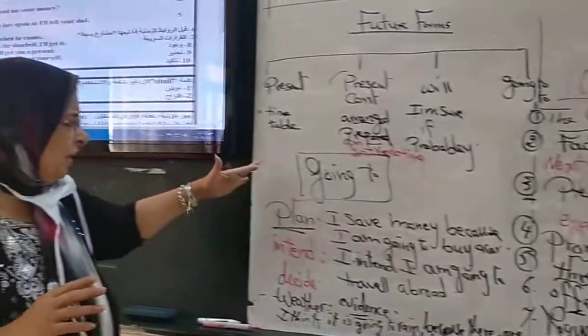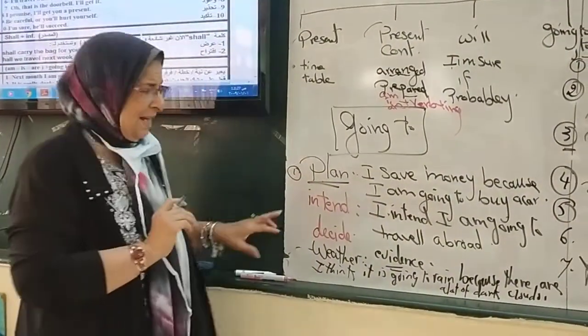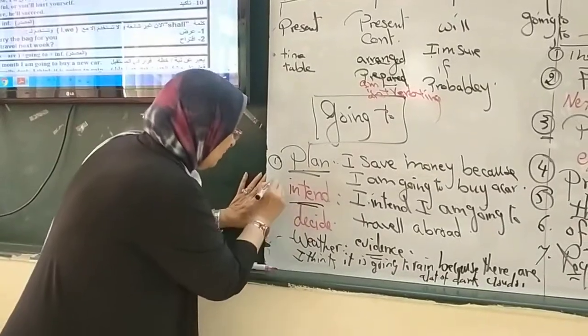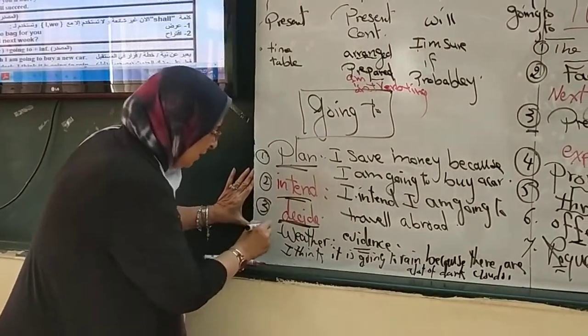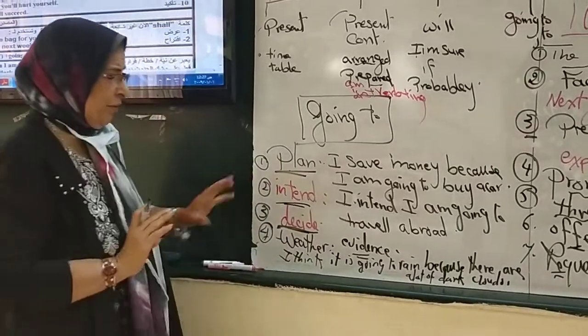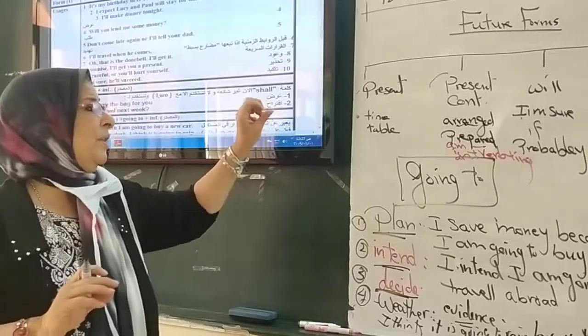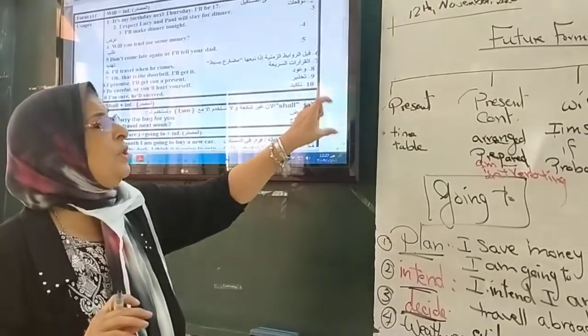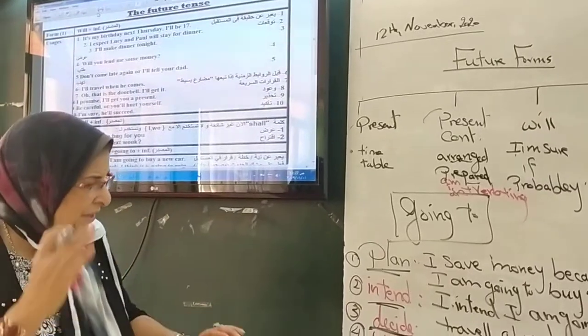When do we use going to? You use going to, number 1, if you have a plan, or if you intend to do something, or with the word decide, and the last thing is with the weather. This is the first part of our grammar lesson, which is the future forms in the simple. What about the second part?